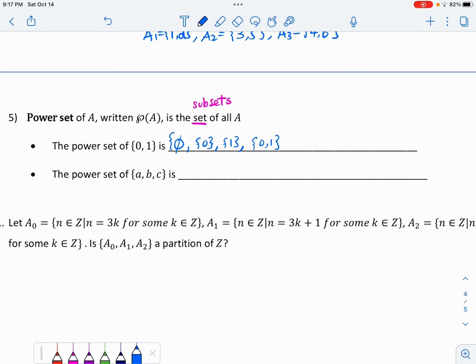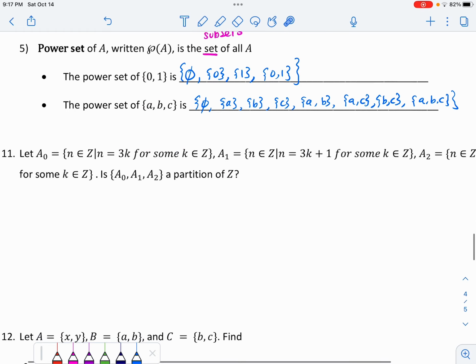Of course, to be rigorous, I should use the set notation. This is the power set of this set. And similarly, for the power set of the set {A, B, C}, you can begin with the empty set, and then A, B, C, and then sets of size 2: AB, AC, and BC, and the set of size 3, which is itself. That's all the subsets of this set, which is the power set. All right.